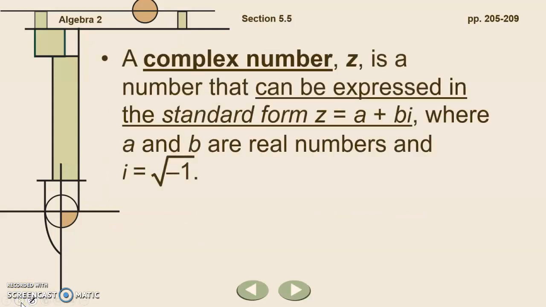Now, we talked about complex numbers at the end of the last lesson, and a complex number, represented by z here, is a number that can be expressed in the standard form z equals a plus bi, where a and b are real numbers and i equals the square root of -1.